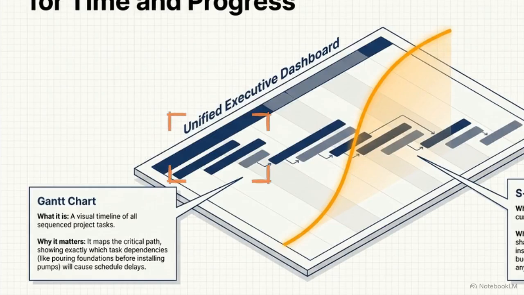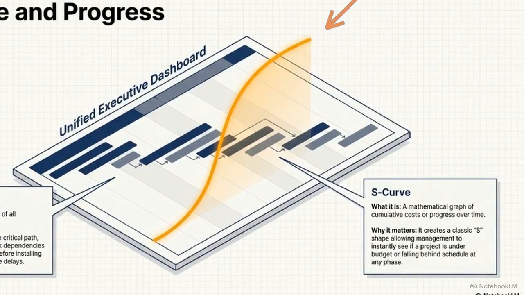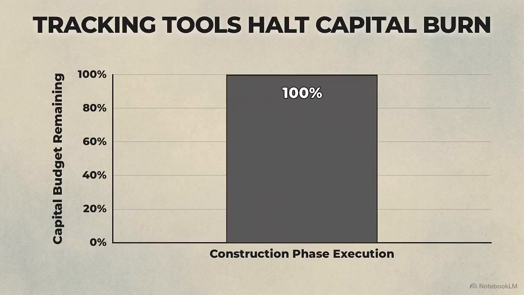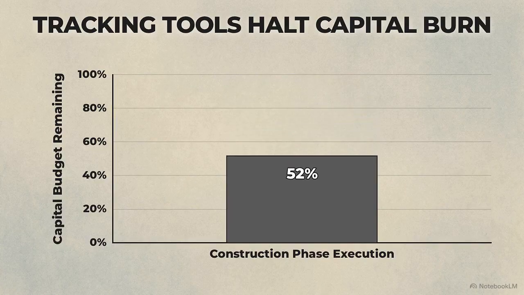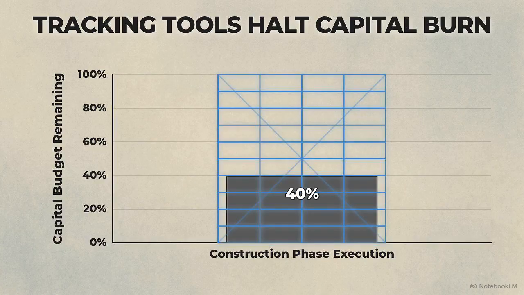Those blue bars sequence every task in order. Overlaid is this orange line, a mathematical graph tracking progress. Managers instantly see if the project is falling behind schedule. Building a factory requires an enormous upfront investment. Without these tracking tools, that capital can evaporate long before the plant is actually ready to start operating.